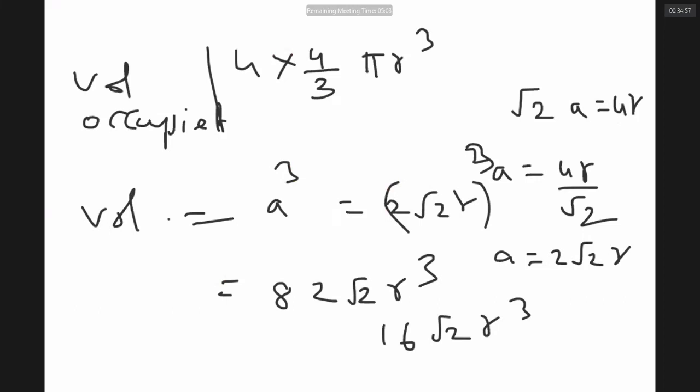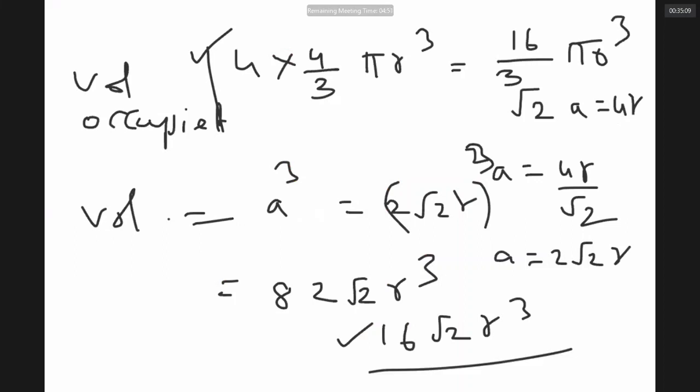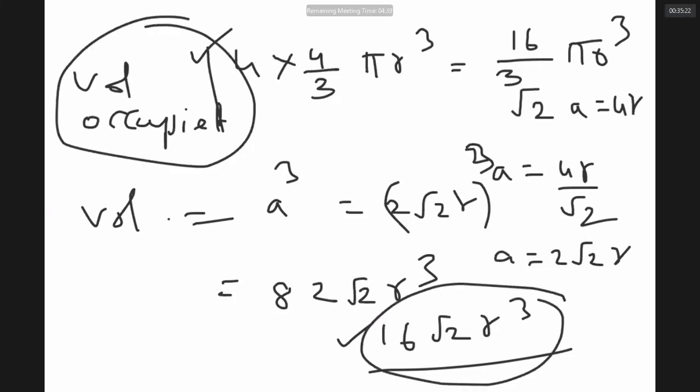Sir, this is the volume available. This is the volume occupied. Volume occupied is equal to 16 by 3 pi r cube. Volume available is equal to 16 root 2 r cube. Are you seeing it, sir? So what is the efficiency? Volume occupied divided by volume available into 100. Volume occupied is 16 by 3 pi r cube. Volume available is 16 root 2 r cube, into 100.